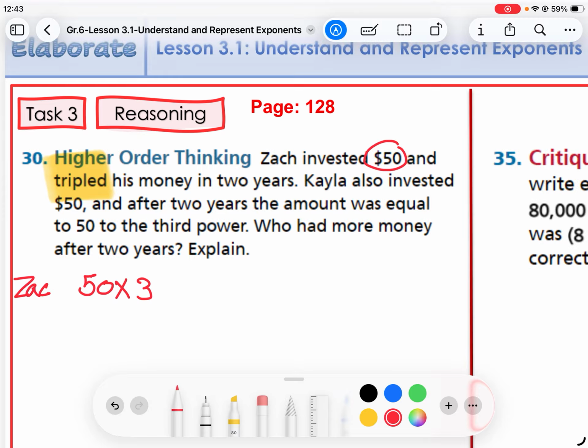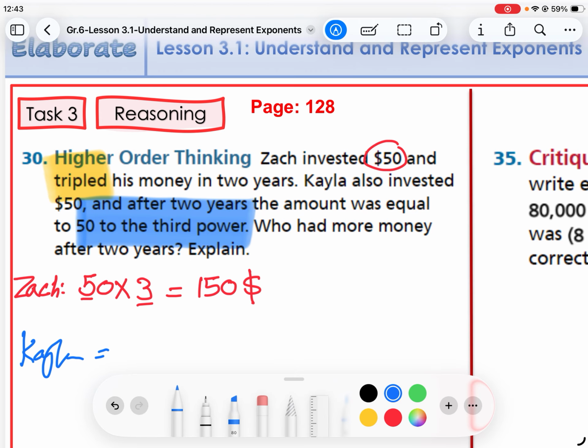That is for Zach. He tripled his money, so now he has 5 times 3, 15, and the 0 copy paste. So now he has $150. But look at Kayla. Kayla also invested $50, and after 2 years, the amount was equal to 50 to the third power. So you can tell that she became rich. So 50 to the third power.